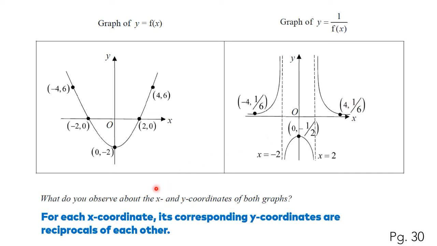For each x coordinate, its corresponding y coordinates are reciprocals of each other, meaning if this is 6, then I will see 1 over 6. If this is negative 2, I see negative half. I think this is very straightforward because for whatever y value you found earlier, now we will have 1 over that y value as our new y value.